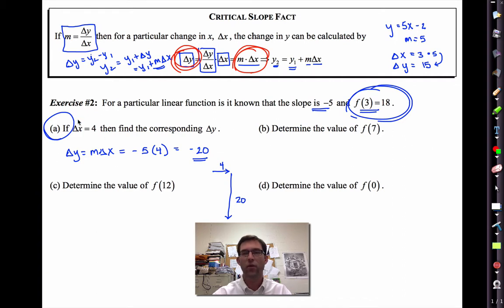All right, well, let's take a look why. Here we've got f of 3 equals 18. Then we're looking for f of 7. Well, when x goes from 3 to 7, the change in x is 4. So the change in y here needs to be -20.